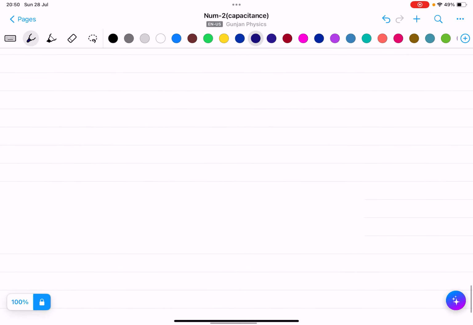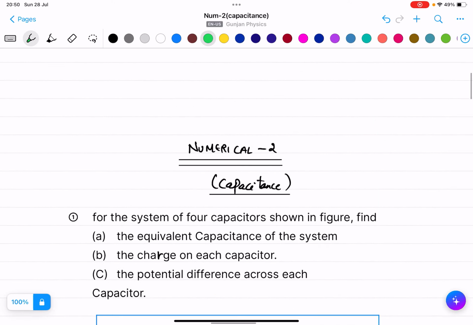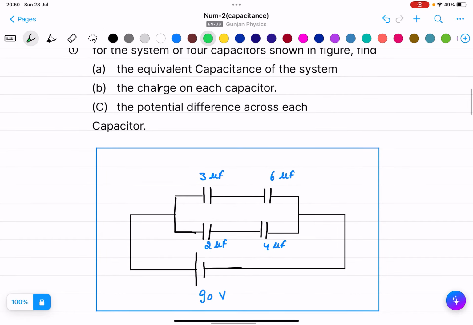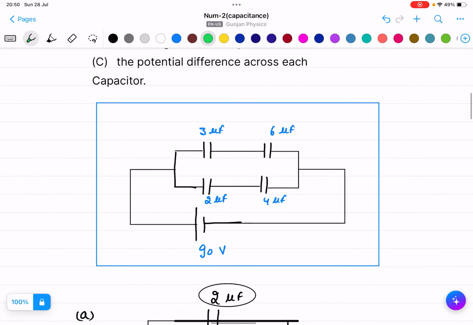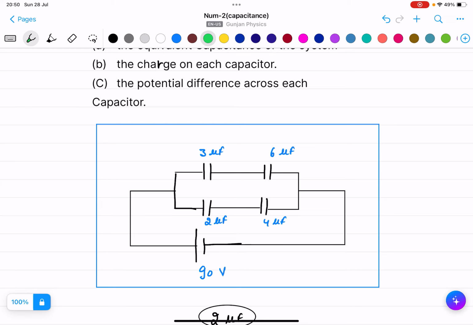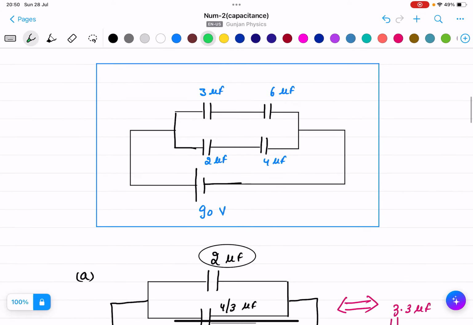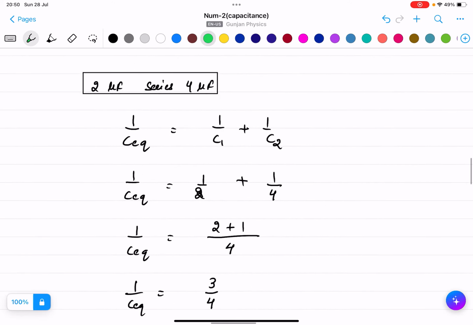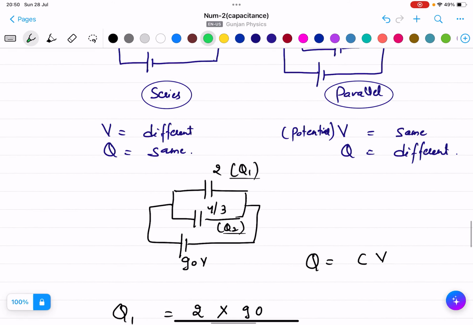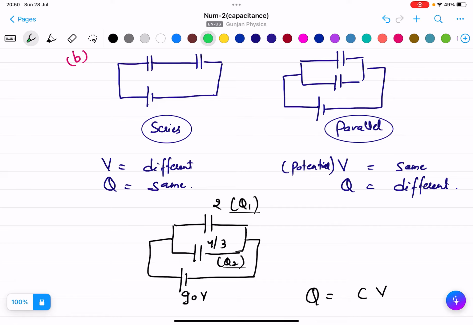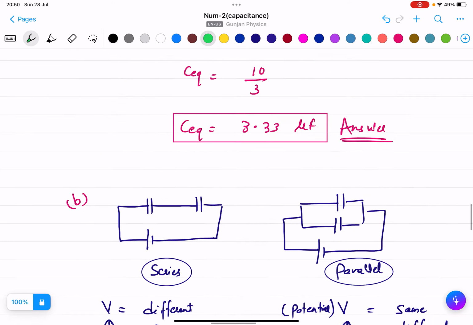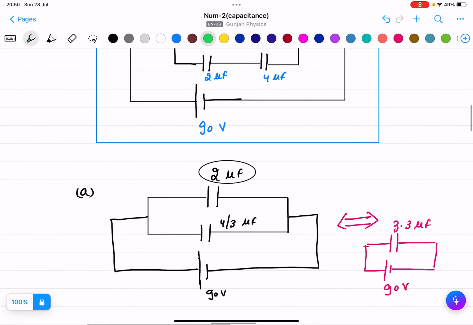Okay. Now the C part. What is the C part? The potential difference across each capacitor. Tell me, what will be the potential difference across each capacitor? How to solve it? Again, we will see charges and potential difference. Potential differences are different in series combination and same in parallel combination. So they are in parallel.